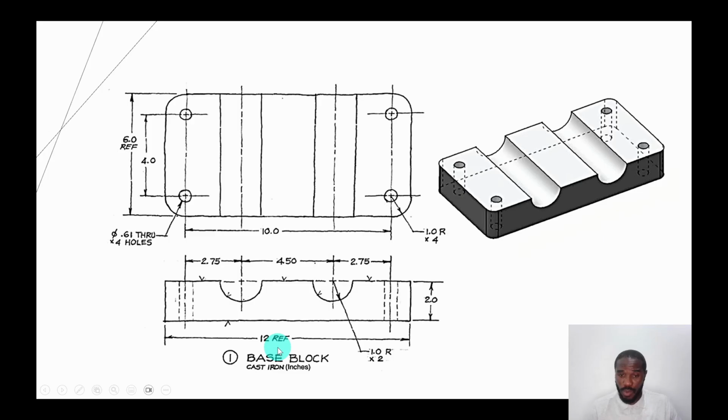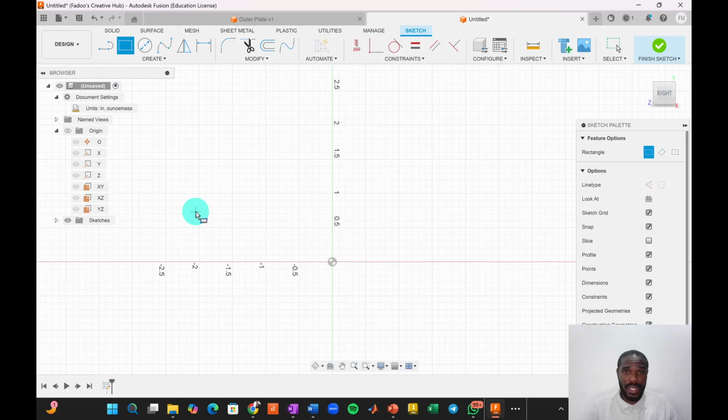This semicircle here has a radius of 1 inch for both of these. Okay, so let's quickly draw it and see. Coming here, I'm going to use the 2-point rectangle tool. I will click on one point and drag it upwards.